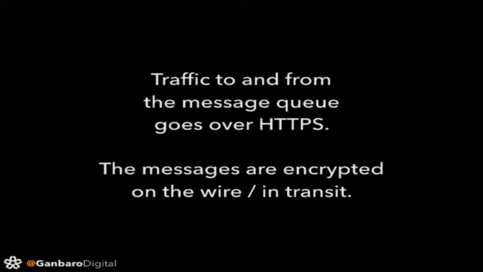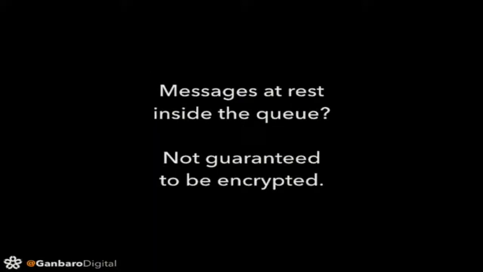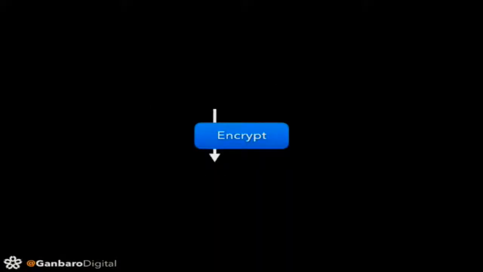And for a long time on our project, we were thinking that's all we needed to do. But then we had a look at what happens when the messages are inside the queue. The cloud provider wouldn't guarantee that they were encrypted. It was a black box to us. It wasn't documented. We didn't know what was going on. So that became our first requirement. We needed to encrypt messages before we sent them to the queue.